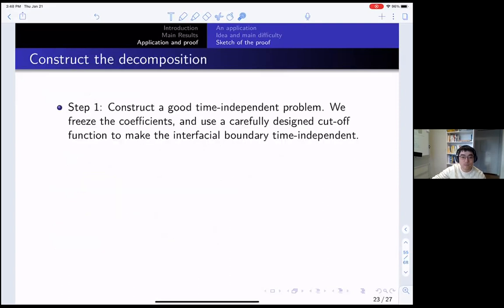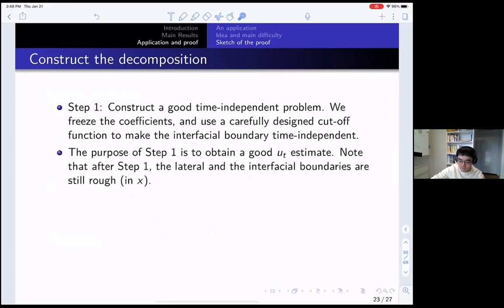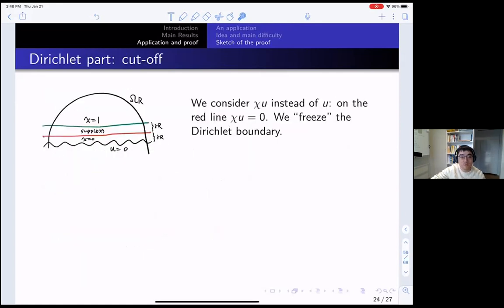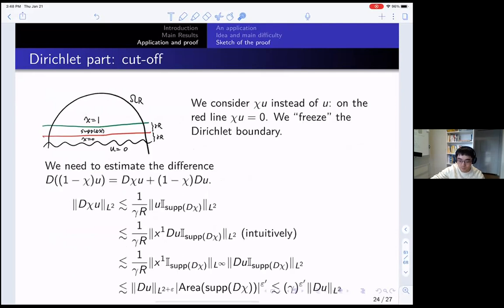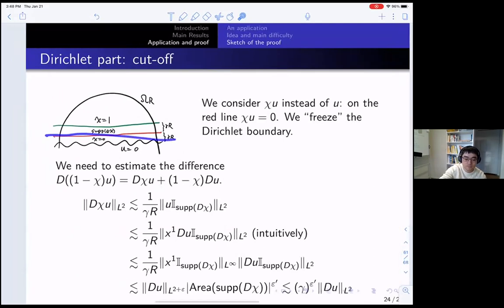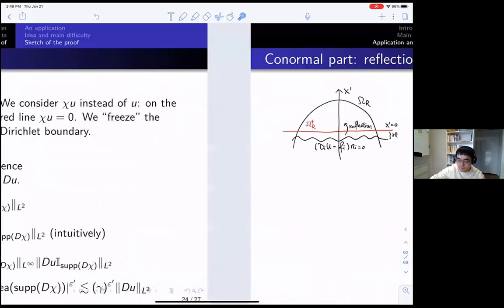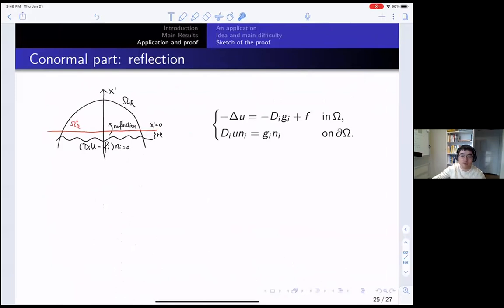Okay, so this is the regular part. Then we use some procedure to construct the decomposition, but let me just skip it. Basically, we combine the cutoff technique for the Dirichlet problem. The Dirichlet problem we cut off near the boundary, so that what's left is u lying in this narrow region, and it is small because of this small support. And for the conormal problem, we use a reflection technique.